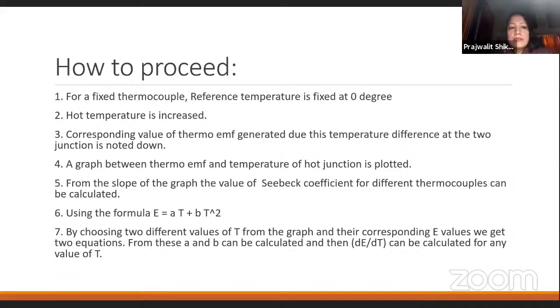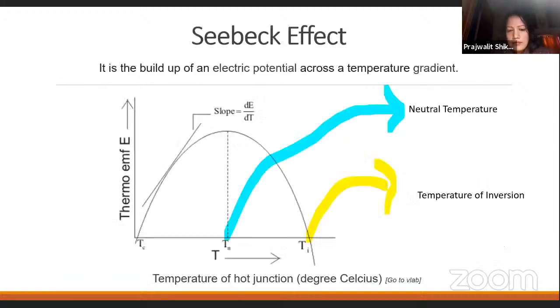And then there will be a graph plotted between thermo EMF and temperature of hot junction, and from the graph the slope can be calculated, and the slope actually gives the Seebeck coefficient. So here the Seebeck coefficient relates to the conversion of the temperature difference into voltage. That is one part which is known as the Seebeck effect. The Seebeck coefficient can also be calculated from the slope of the graph. And there's another formula that can be used, and thermoelectric power can be calculated using this formula. These are some additional things that can be done from whatever data we gather after performing the experiment.